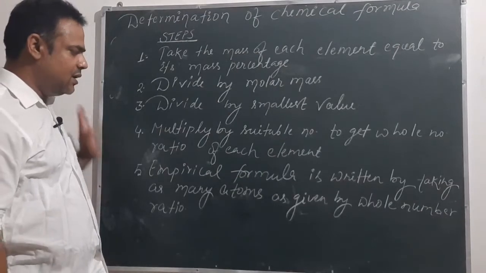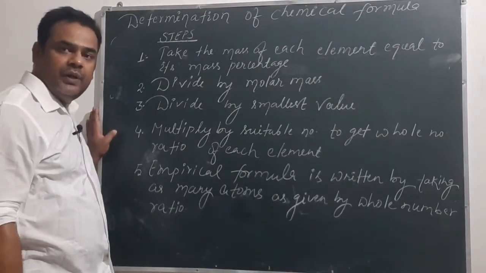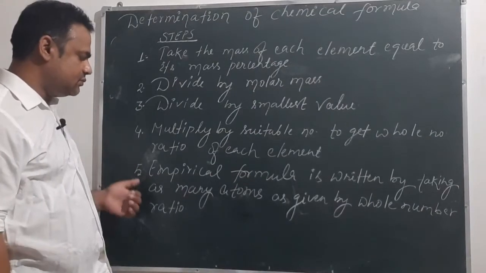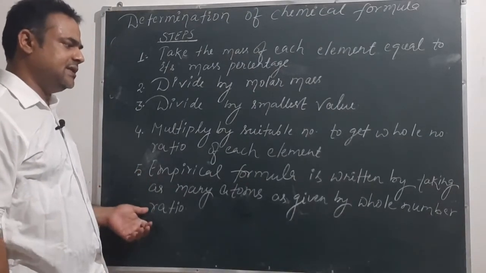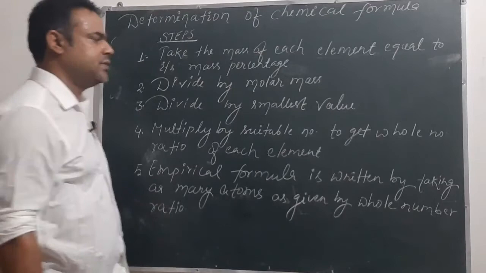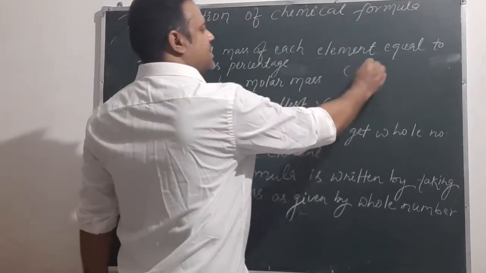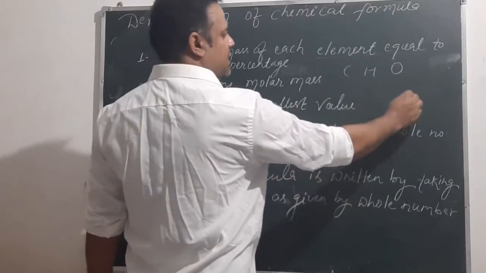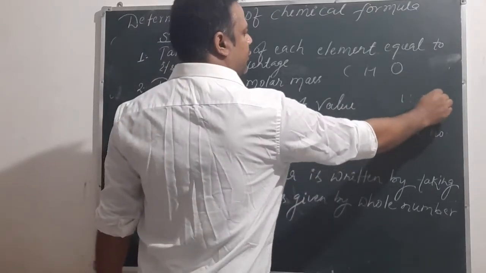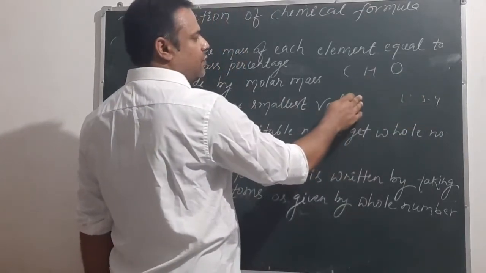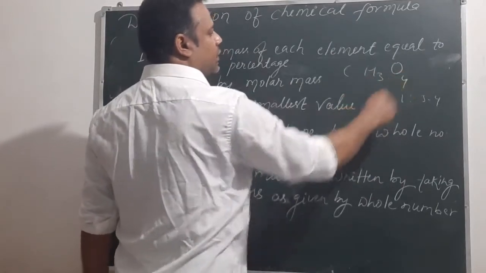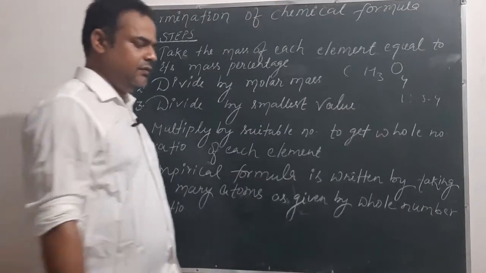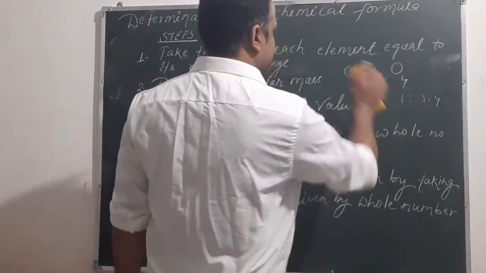And then we will write the empirical formula of that compound. That is, the empirical formula is written by taking as many atoms as given by the whole number ratio. Suppose a compound has carbon, hydrogen and oxygen, and we get the whole number ratio as 1, 3 and 4. Then the formula of that compound will become CH3O4. So like that we will determine the empirical formula of any compound.